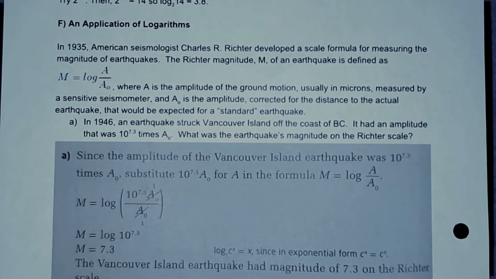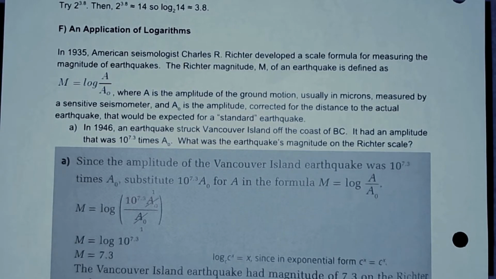The last thing that we can do is apply logarithms in real-world situations. The Richter scale for measuring earthquakes is a really good example of this. So the example says, in 1935, American seismologist, that's a person who studies earthquakes, Charles R. Richter, developed a scale formula for measuring the magnitude of earthquakes, how big they are.